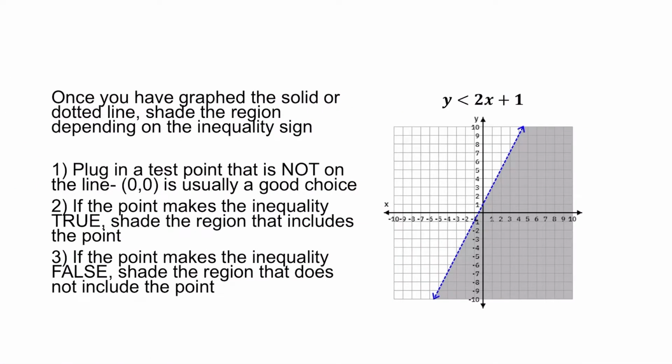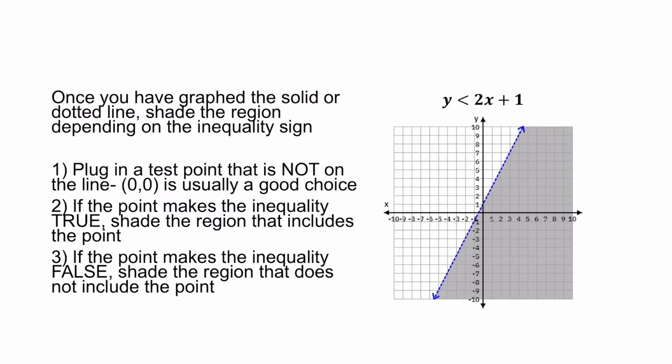Once you've graphed the solid or the dotted line, you're going to shade the region depending on the inequality sign. What you're going to do is plug in a test point that is not on the line. (0, 0), which is the origin, is usually a good choice. If the point makes the inequality true, you're going to shade the region that includes that point. If the point makes the inequality false, you're going to shade the region that does not include the point.